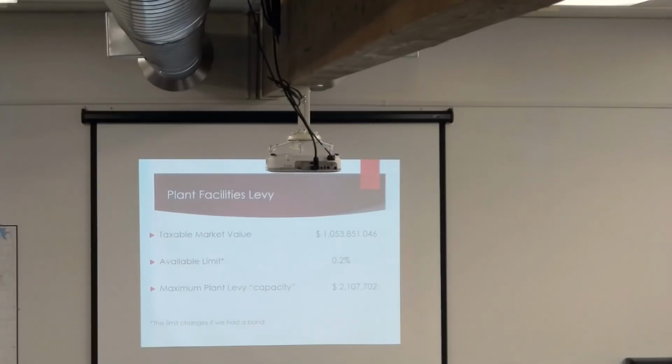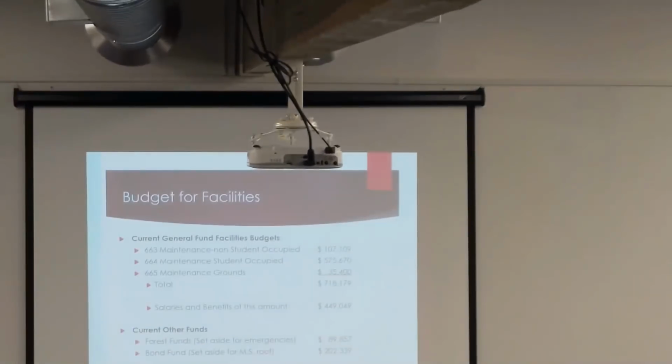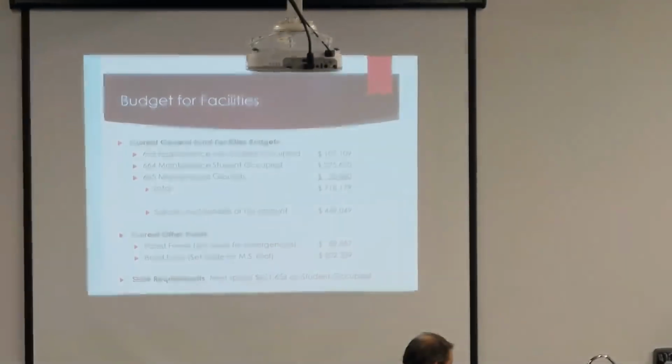The amount you can run a plant facilities levy for is based on total market value, and there's an available limit of 0.2%. That's not 2%, that's 0.2 of 1%. And the maximum capacity we could run one for right now is $2 million. If we had a bond, like we did last year, it would be reduced by the amount of money that we were taxing for our bond, which was about $1 million. But I am not proposing a plant facilities levy for $2 million. I'm just saying that's what's possible under the law. Any questions? That's per year. Yes, once it's passed, it is the same amount per year for the number of years, so it doesn't change.